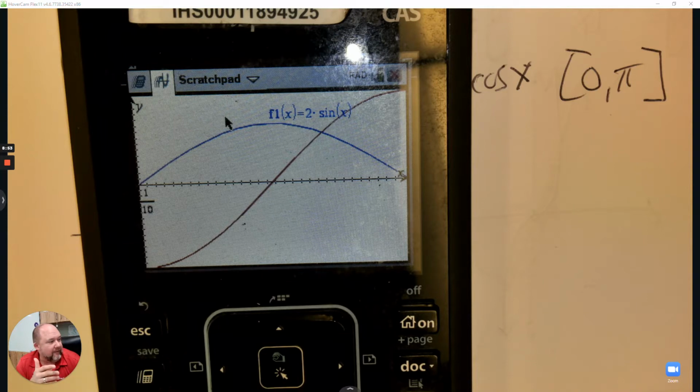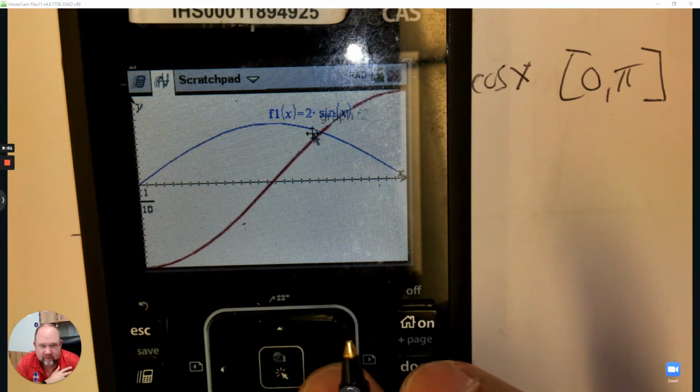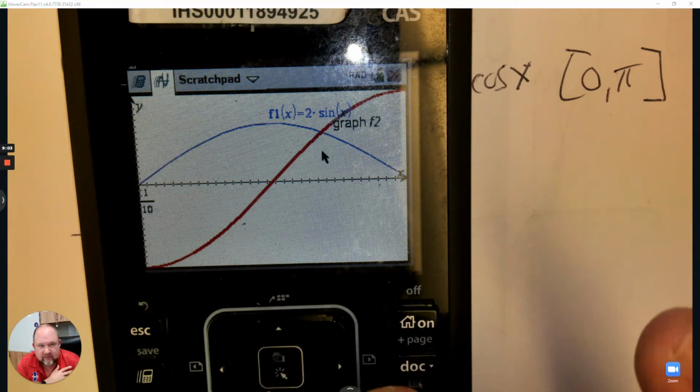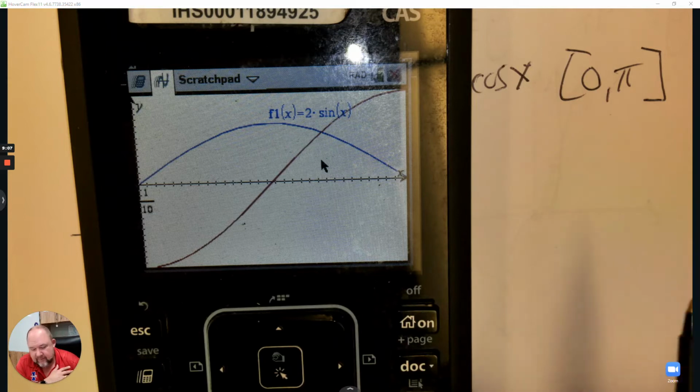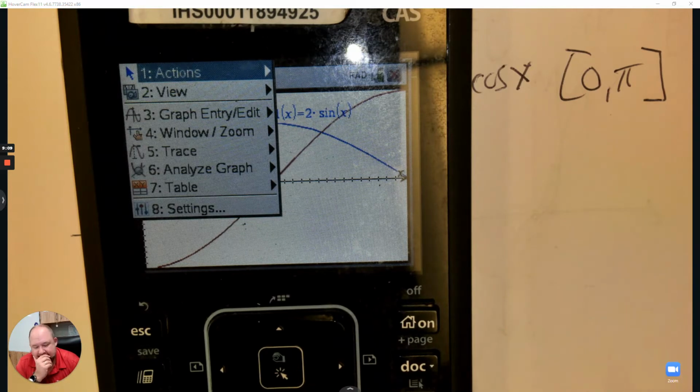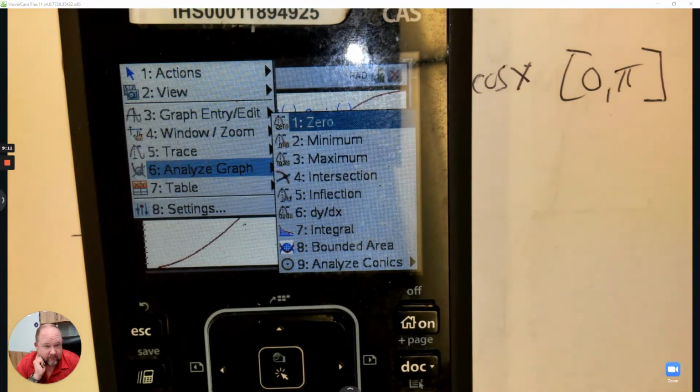I want you to notice that there are 2 integrals, so that the blue is on top and the red's on the bottom, and then it switches. So I need to find where this point of intersection is, right there. So let's do that right now. To find that point of intersection, press Menu, Analyze, and we're going to point of intersection.